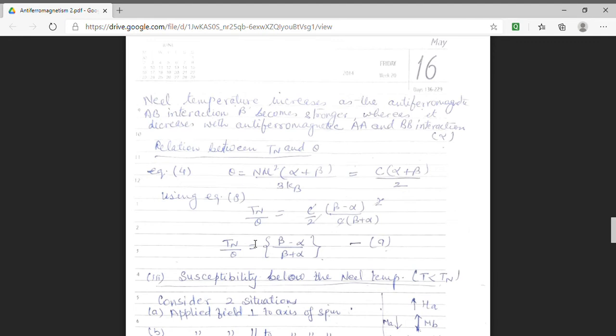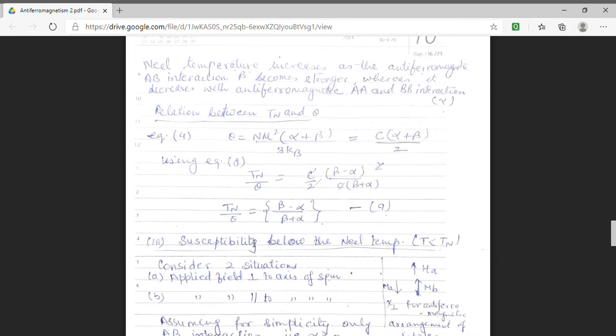Suppose I am applying the field perpendicular to the axis of spin, and in the second case the field applied will be parallel to the axis of spin. So taking the first condition initially, that is, the external field is applied perpendicular to the axis of spin.